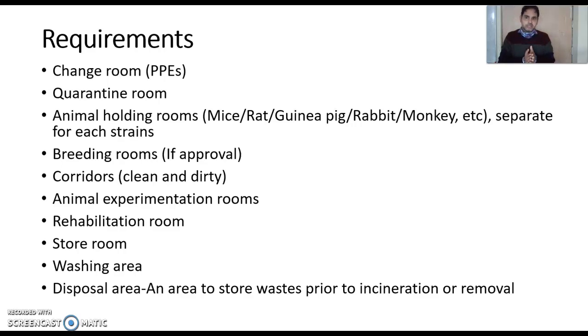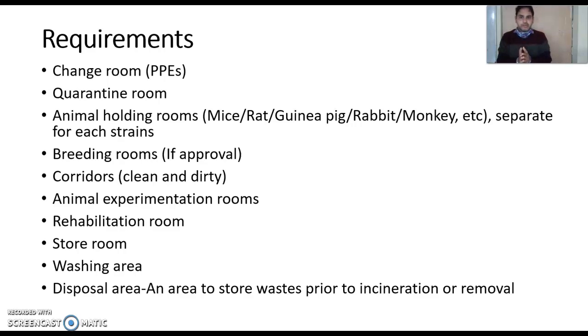Breeding rooms are applicable if your animal house facility has an approval for breeding of animals. If you don't have approval, it is not required to keep breeding rooms in your animal house facility. But if in future you plan to get an approval for breeding of animals, you should have the breeding rooms, and breeding rooms should also be separate for rats, separate for mice, and separate for each strain. Depending upon the approval you have, you can make breeding rooms also.